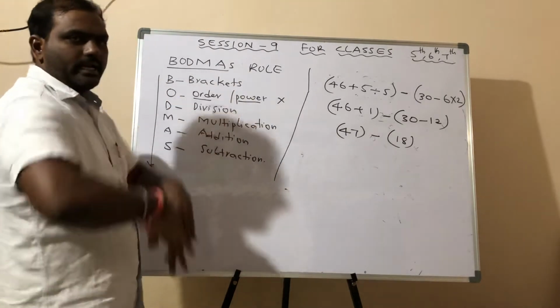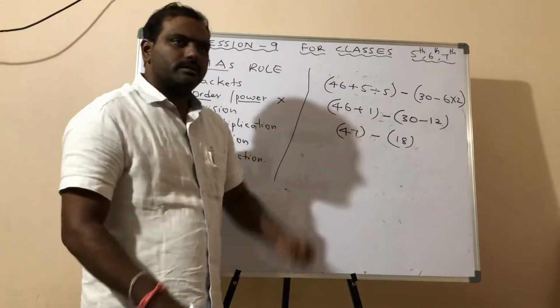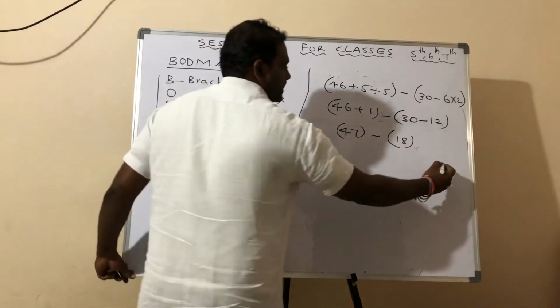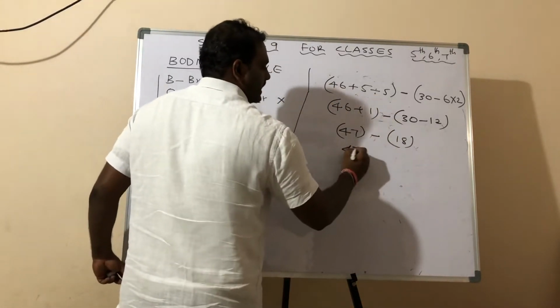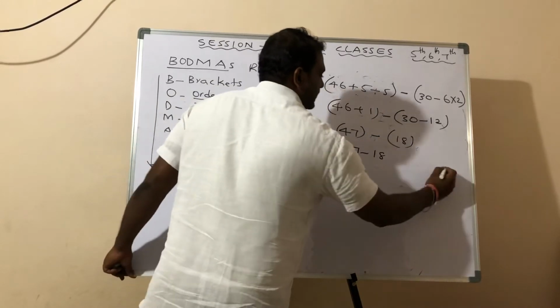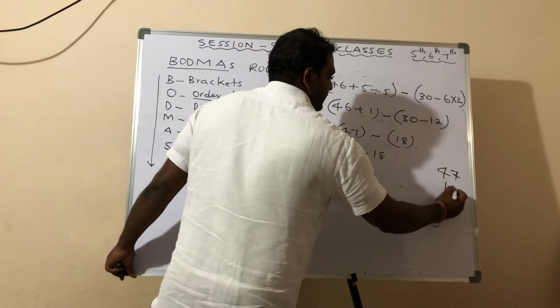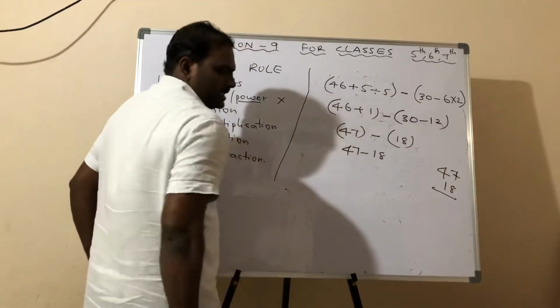Within the bracket again I have some sum. I am doing this. Now 47 minus 18. So what is the 47 minus 18? Now I can take out the bracket. 47 minus 18. So 7 minus 8 is not possible.